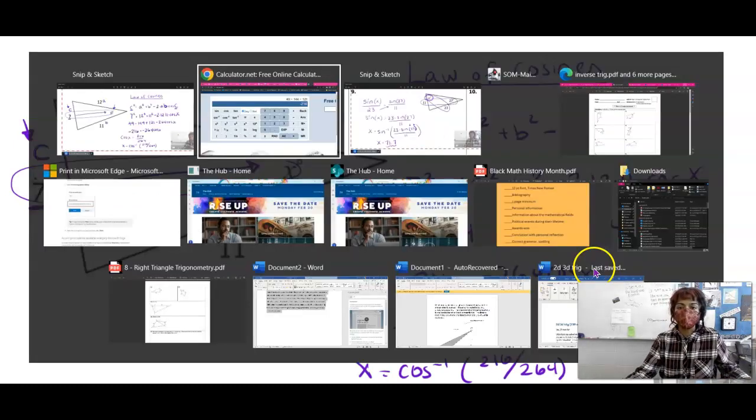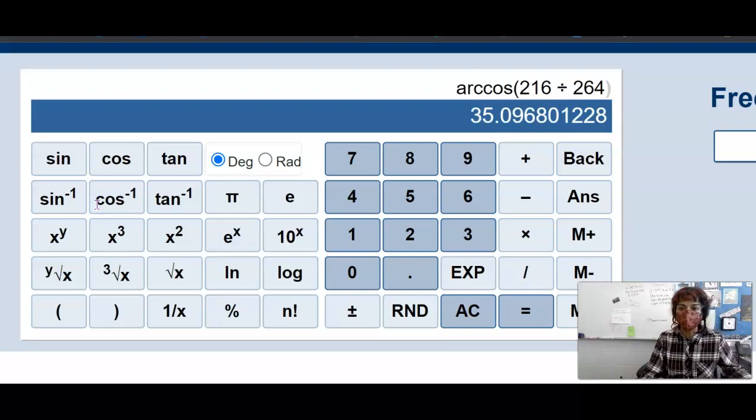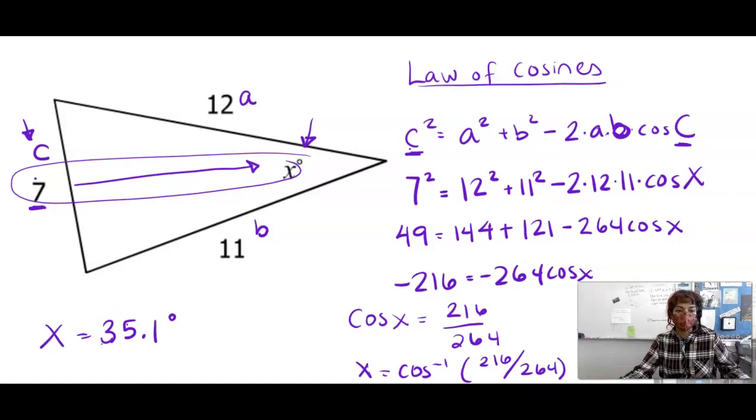Okay, and we'll put that into our calculator. And so we'll get cos inverse 216 over 264, and I get 35.1 degrees. What did I get? 35.1 degrees. Make sure you have your degrees there because you don't want to forget that, okay?